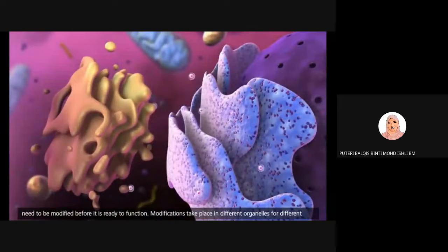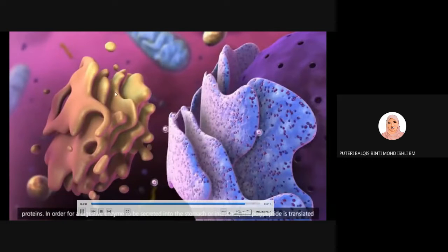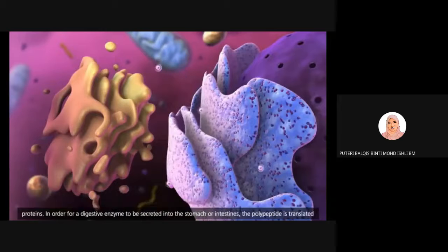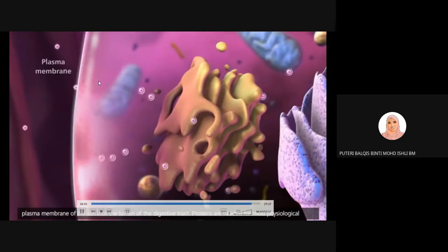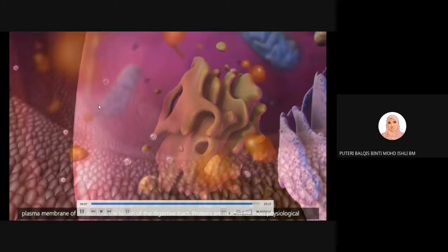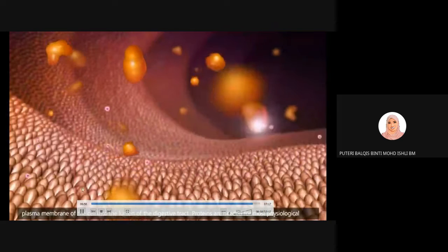After that, it will go to the Golgi body. This is Golgi body to be modified, to be packaging, to be shipping. Nak guna kepada luar sel ataupun nak guna ke dalam sel. So katakanlah nak guna kepada luar sel, dia akan keluarlah. Okay, keluar daripada sel tu by the process of exocytosis.